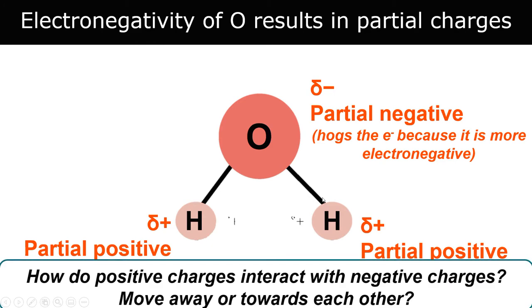Okay, so if you go back to thinking about your magnets, how do you expect oppositely charged particles to interact? So how do you think a negative charge is going to want to interact with a positive charge? Do you think they're going to move away from each other? Or are they going to move towards each other, or are opposites going to attract? So just go ahead and take a guess now.